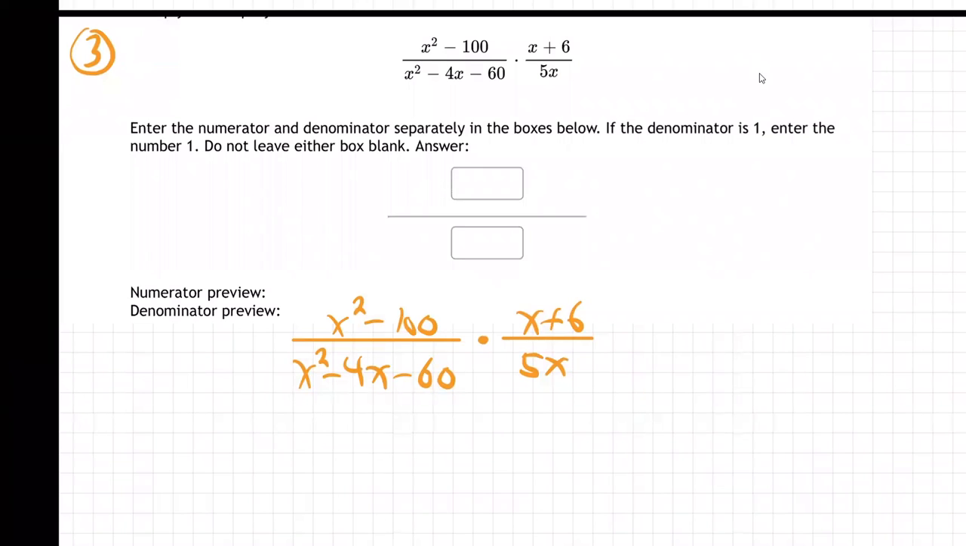Okay, so on this problem, we've got two fractions multiplied. And so when we're multiplying fractions, we don't have to get common denominators. Don't have to make the bottoms the same, so that's great. Okay, so what we do instead is we just start cross-canceling, right?